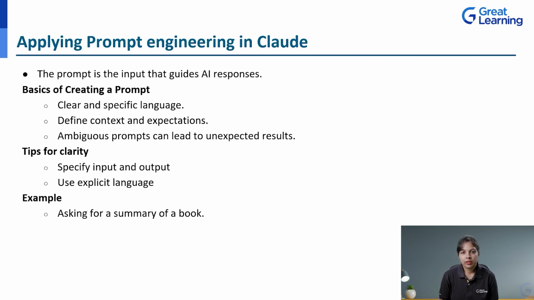Now, if I give you a tip for clarity in your prompts, the first one is specific input and output, right? You should specify clearly what the input is and what output you are expecting. You have to use explicit language. Example, suppose you have to ask for a summary of a book. To ask that, you have to specify which book you are referring to, who the author of that book is, and whether you want the summary in how many words, how many points, how many pages. If you want to summarize the book in 2 pages, or in just 1 line, or in just 10 points, that should be specified, right?